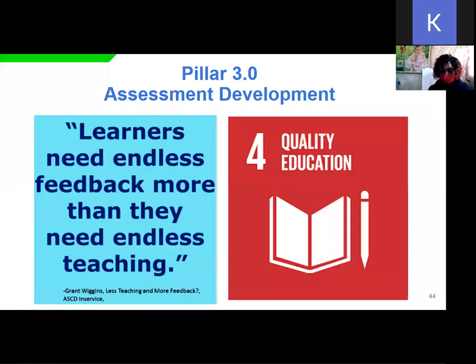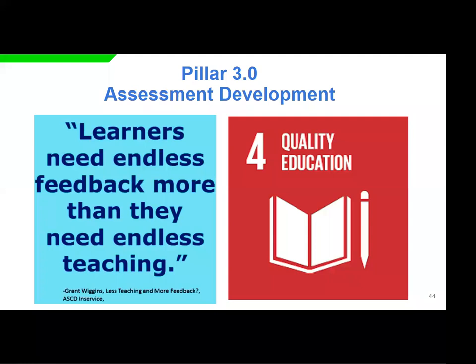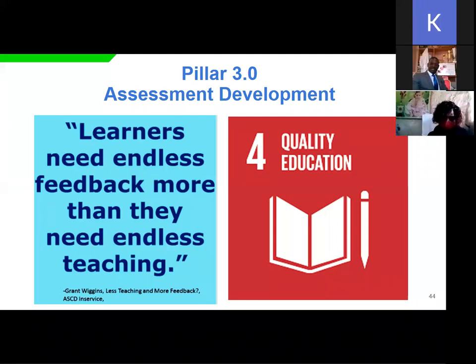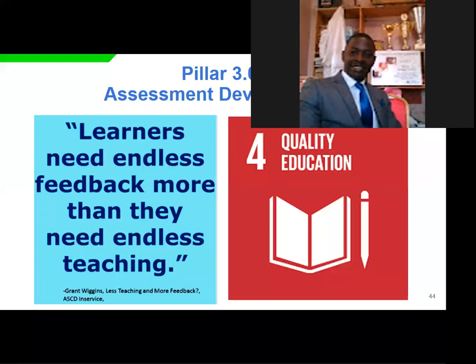So to start us off, I want to start by echoing Grant Wiggins' short saying that learners need endless feedback more than they need endless teaching. So when we talk about assessment, what is it, and why is it important for us to design good assessment criteria and give feedback to the students?